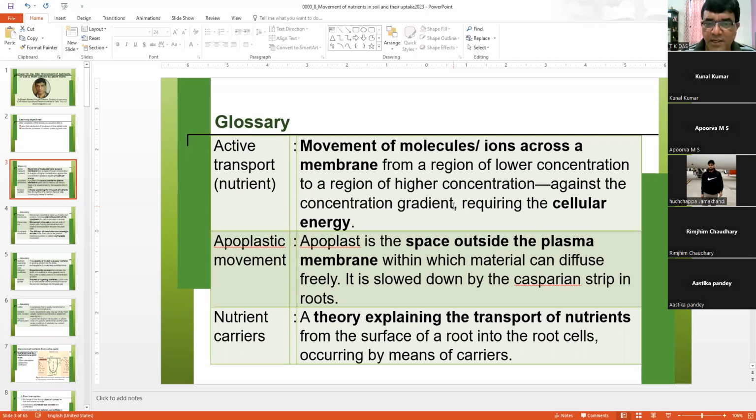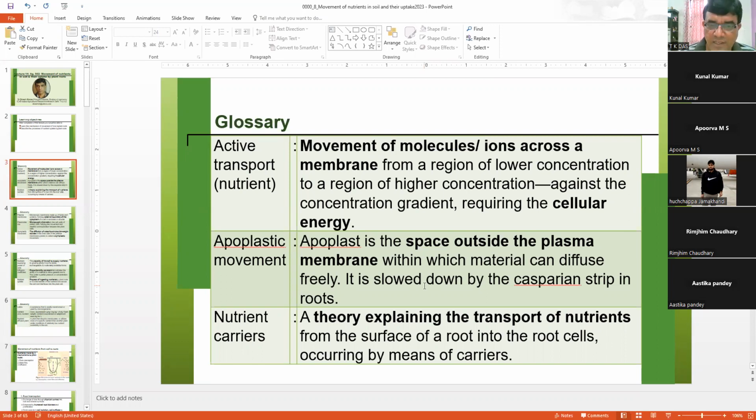Apoplast is the space outside the plasma membrane. So outside in the plant cell, you have the cell wall, then the cell membrane, and then various organelles surrounded by the cell membrane. You can see there are some interspaces between the cell wall and the plasmalemma or cell membrane. So apoplast is the space outside the plasma membrane within which materials can diffuse freely from one cell to another cell. It is slowed down by the Casparian strip in the root.